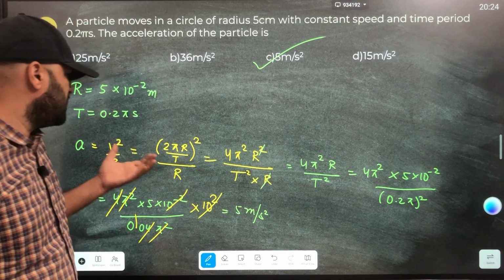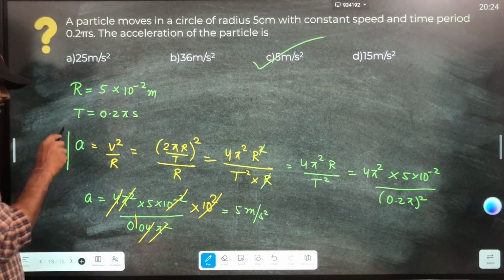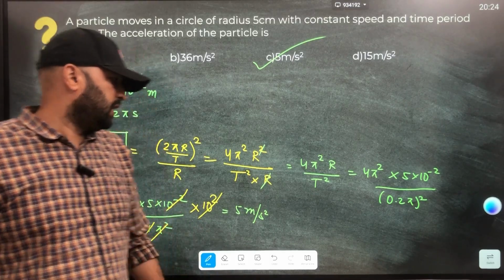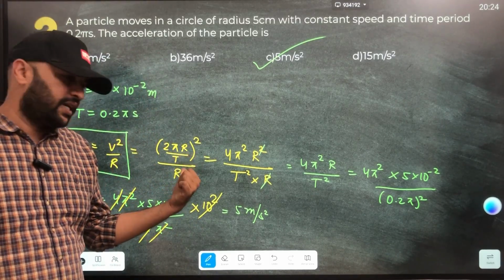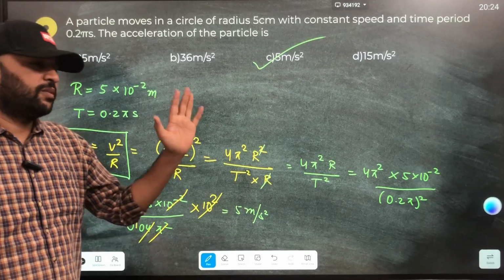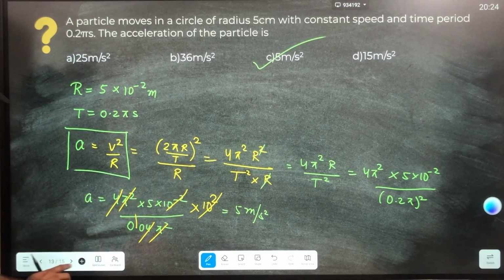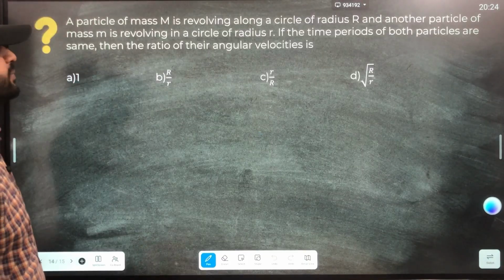Okay. So we are using straight away centripetal acceleration, a is equal to v square by r. I hope you are familiar with this formula. Velocity is nothing but 2 pi r by t, and we substitute and we get the formula. Direct answer means there is nothing you have to worry about. Straightforward direct problem. Let's see the next one.